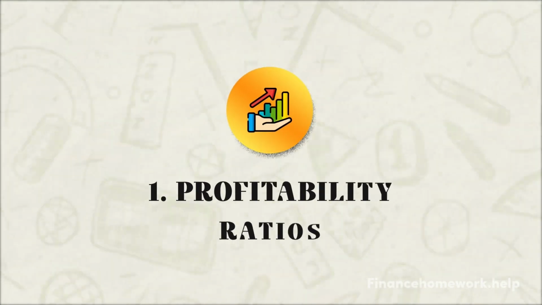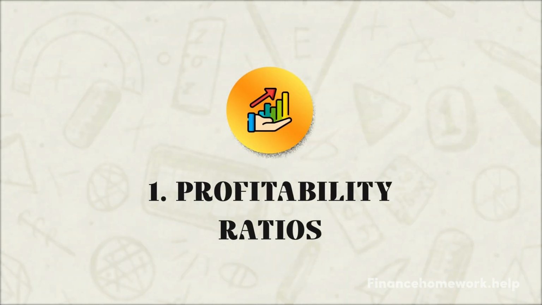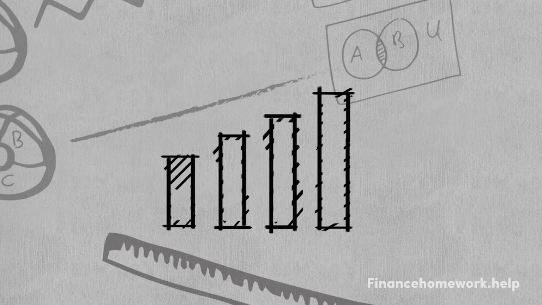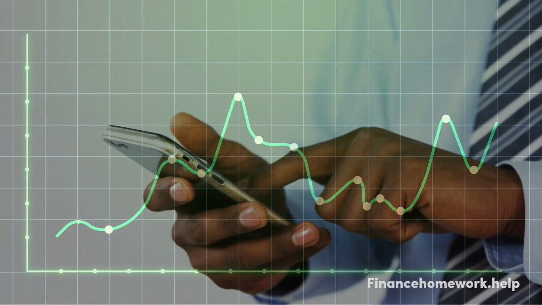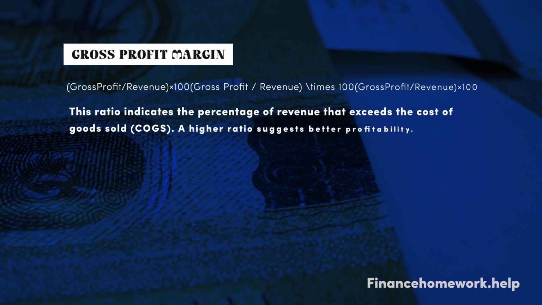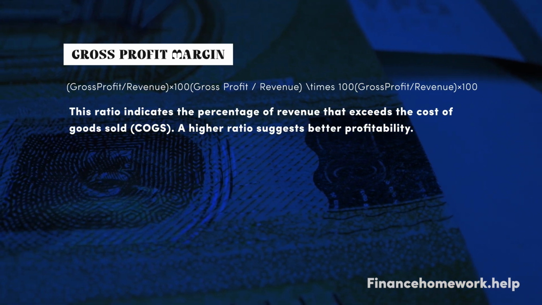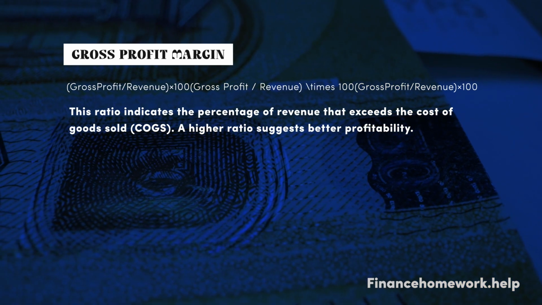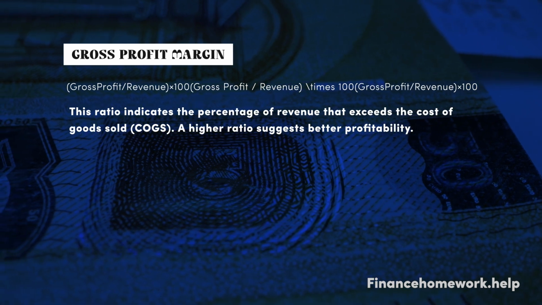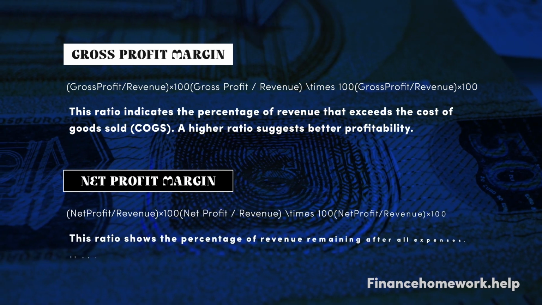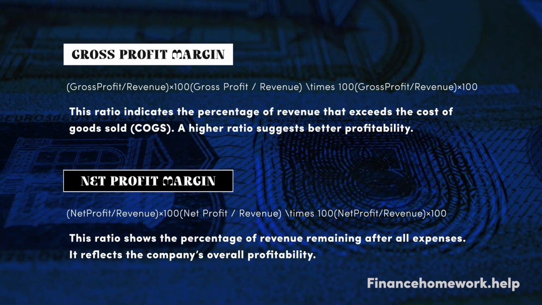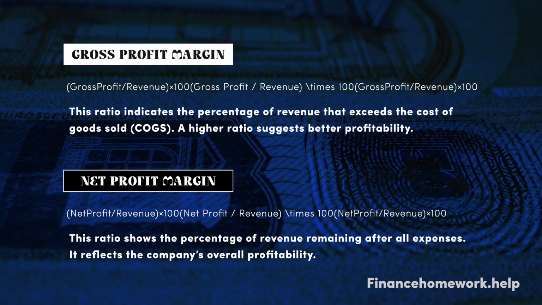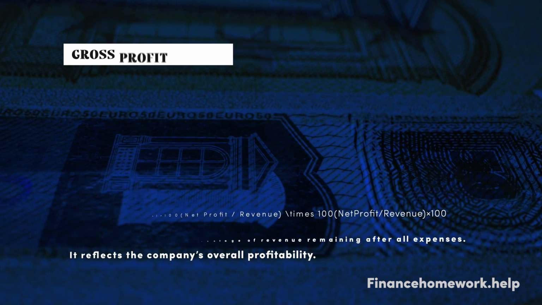Number 1. Profitability ratios. Profitability ratios measure a company's ability to generate profit relative to its revenue, assets, or equity. Key profitability ratios include gross profit margin. This ratio indicates the percentage of revenue that exceeds the cost of goods sold. A higher ratio suggests better profitability. Net profit margin. This ratio shows the percentage of revenue remaining after all expenses. It reflects the company's overall profitability.